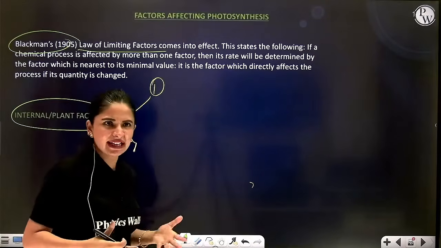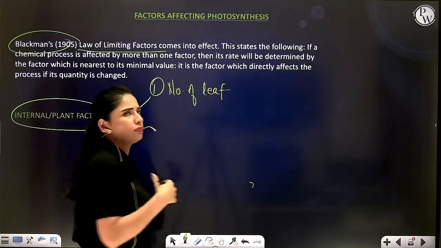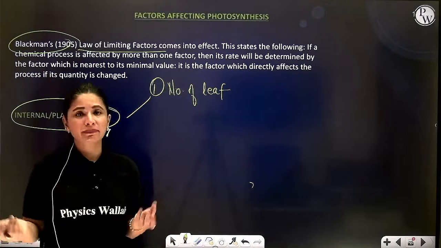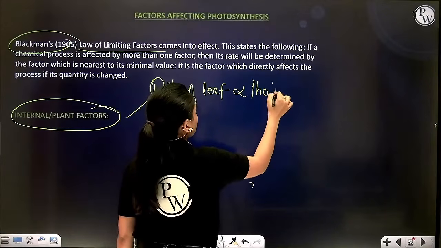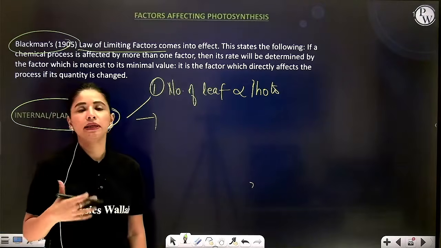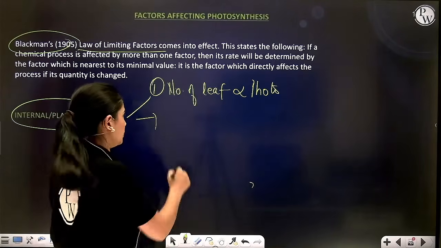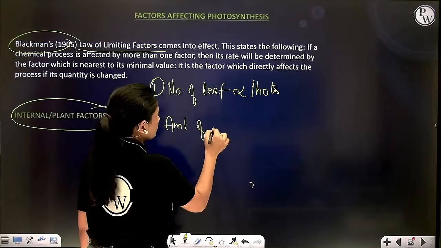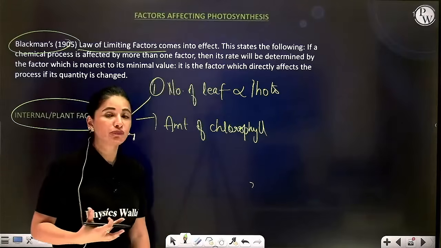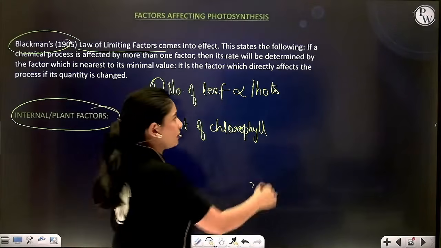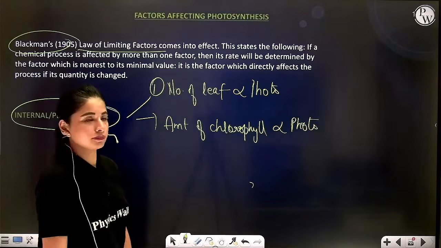Number one, very simple, is the number of leaves on the plant body. The more leaves, the more pigments, more light trapping will be done, and automatically the rate of photosynthesis is also going to be high. Second, the amount of chlorophyll in each leaf. Definitely, if the number of pigments in each leaf is high, then the rate of photosynthesis is going to increase. Directly proportional.